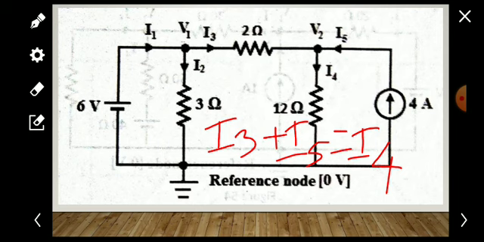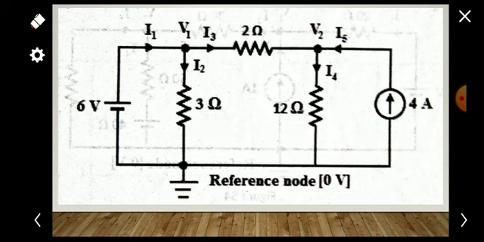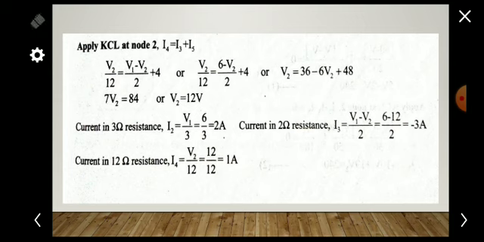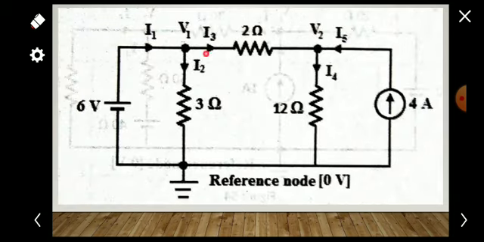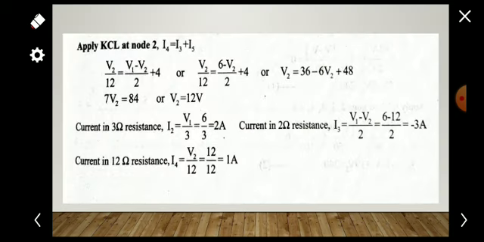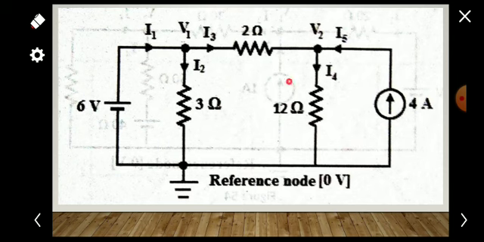Applying KCL at the node, I4 is equal to I3 plus I5. After writing the KCL, we have to represent each current, I4, I3 and I5, in terms of the node voltages, that is V1 and V2. Here V1 is itself 6 volt.